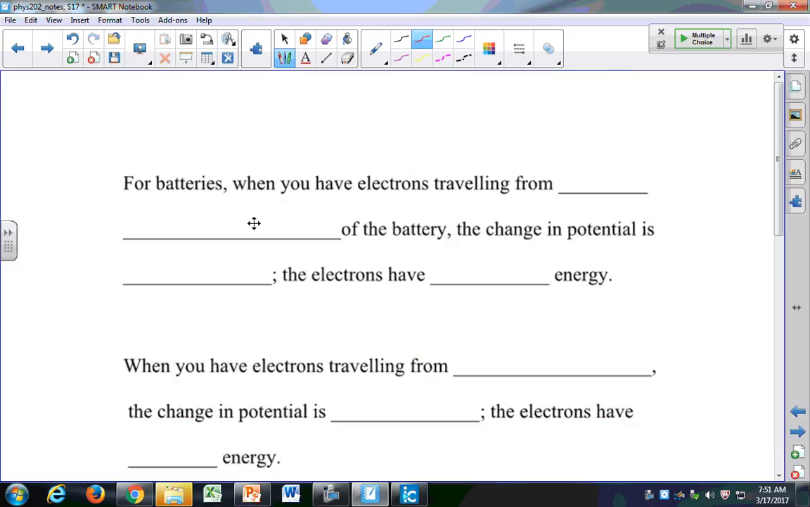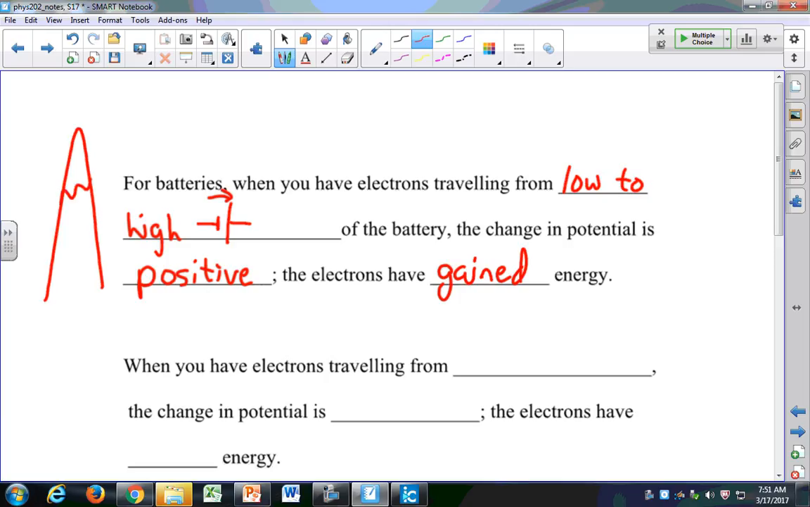Okay, so for batteries, when you have electrons traveling from low to high, that is, from the little side to the big side, in that direction, the change in the potential is positive. The charges have gained energy. I say electrons, but really we think about protons, right? When they move from low to high, the protons have gained energy. And we can think about the mountain. If I have a proton that moves in this direction, from low to high, it has gained energy.